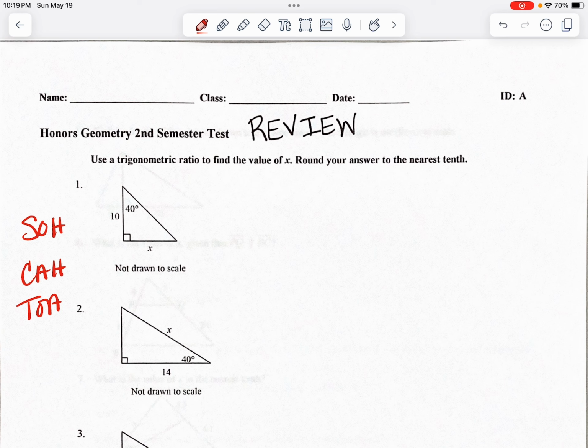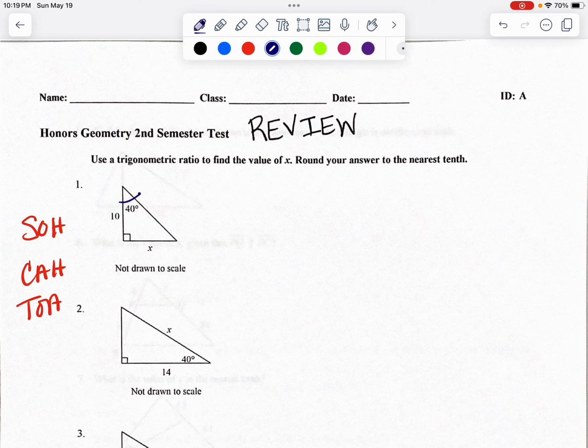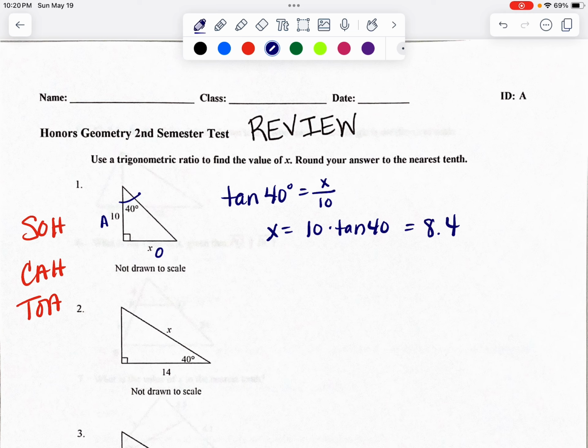So like on number 1, we're given 40 degrees is here. In reference to 40 degrees, this is the opposite leg and this is the adjacent leg. So I'm going to use tangent on this one. So it'll be the tangent of 40 degrees is the opposite over the adjacent. Since x is in the numerator, we're never going to be multiplying to solve this one. So it'll just be 10 times tangent of 40. So this one I'm going to be typing in my calculator. 10 times the tangent of 40 is 8.4 when rounded to the nearest tenth.